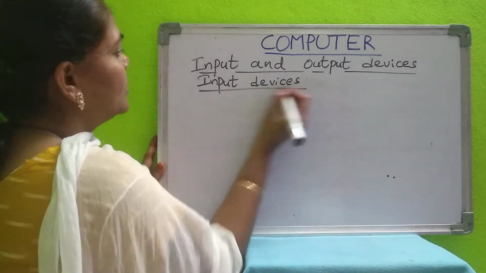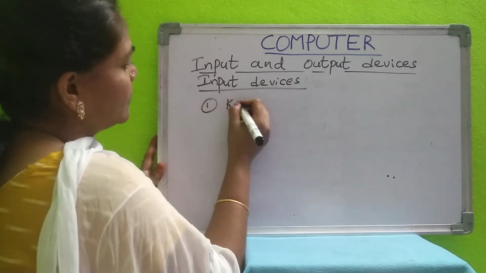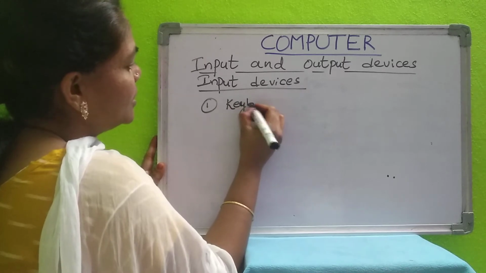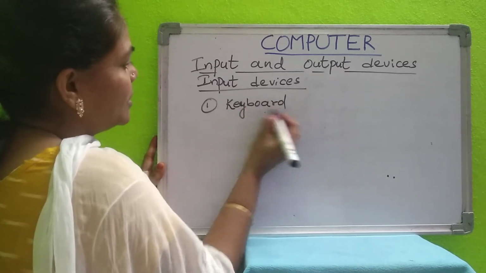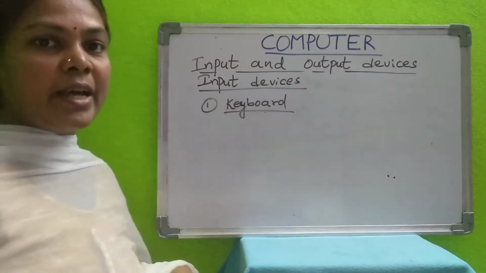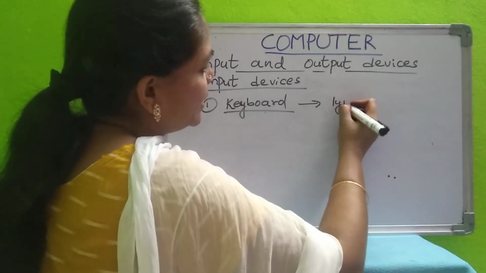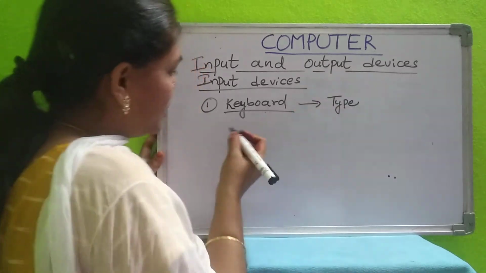The first input device is the keyboard. Using the keyboard we will type information into the computer. Writing from the keyboard is called typing. What is the use of the keyboard? We can type.